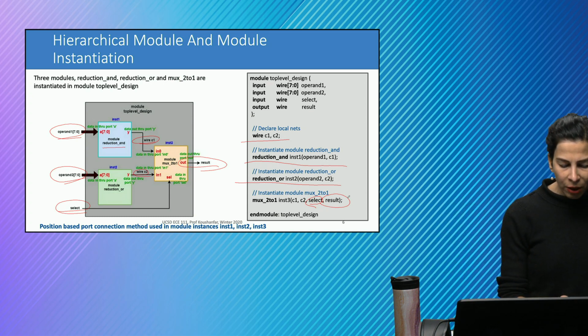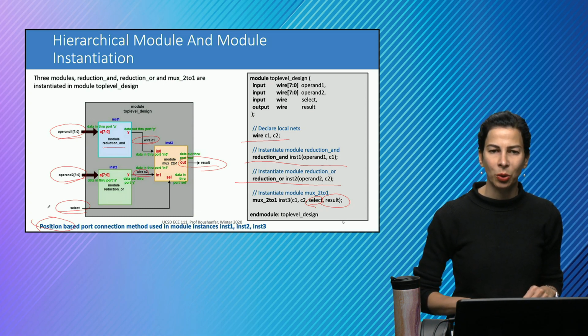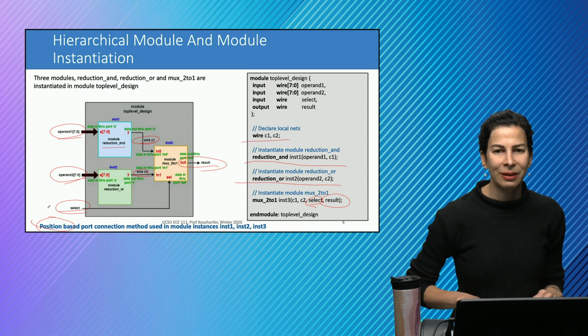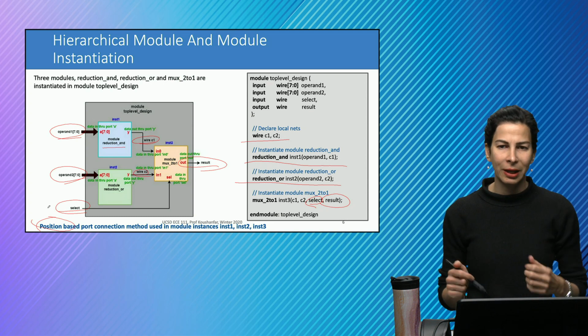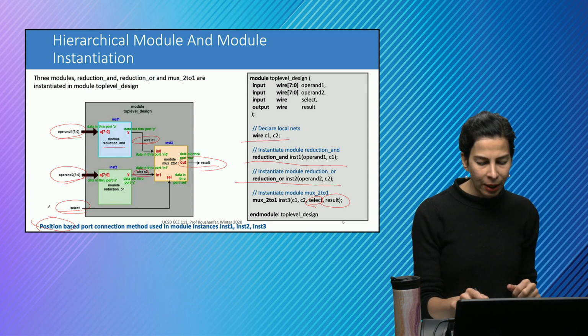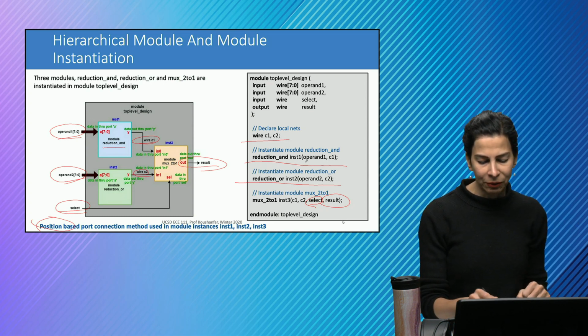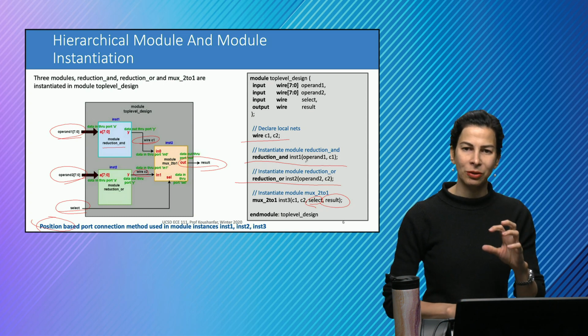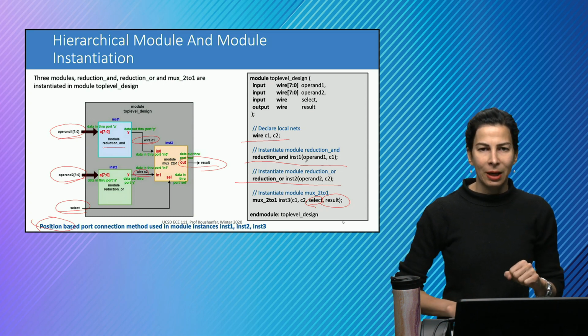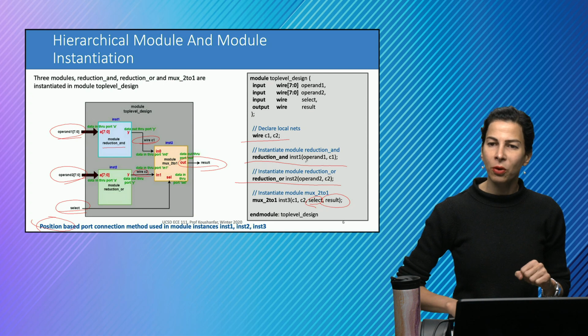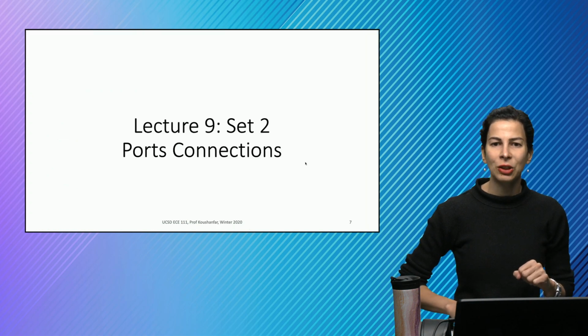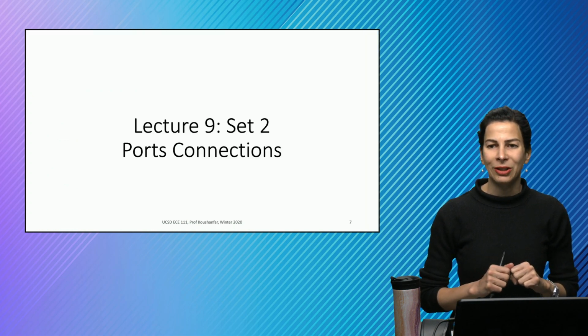So this is called a position-based port connection, as we will see shortly. What it means is that the position of the signals, when I'm defining the reduction AND and reduction OR, or the position of the modules, is going to tell me what's going on. Let's go to a more formal definition for port connections in the next set.